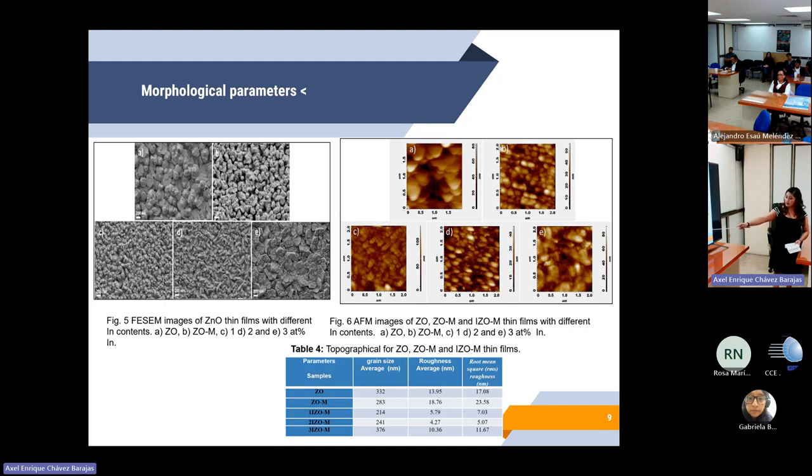In figure 6, the atomic force microscopy, the behavior is the same. The difference is the average roughness. The roughness increases with milling. And with different indium contents, in general, the average roughness increases with increased indium atomic percent.